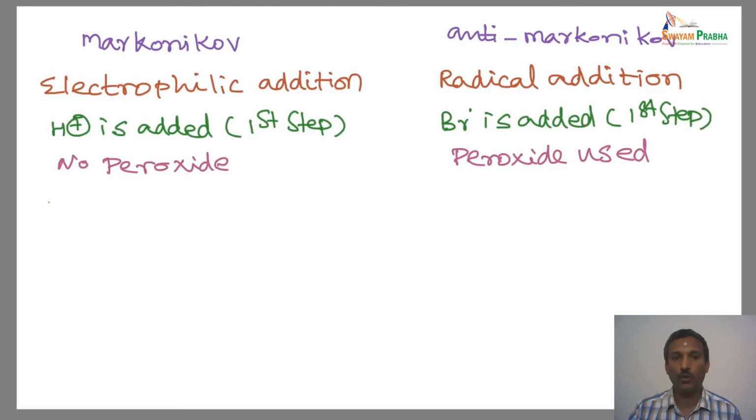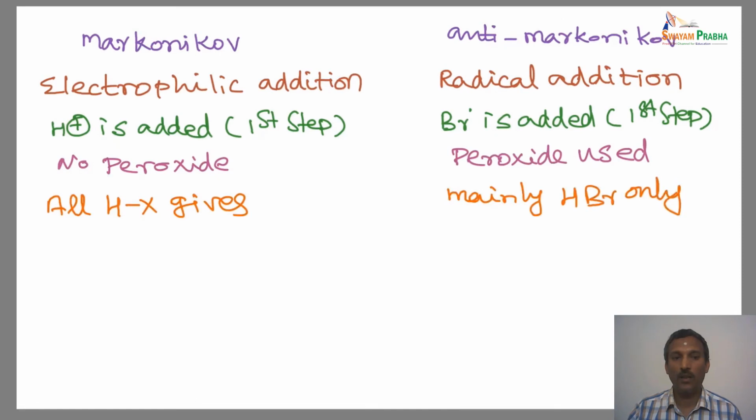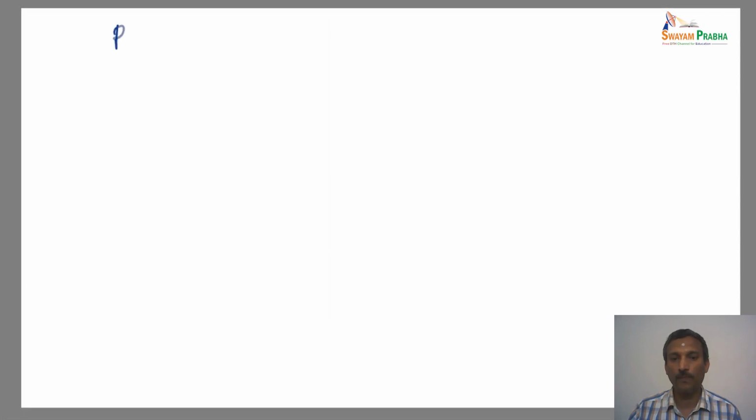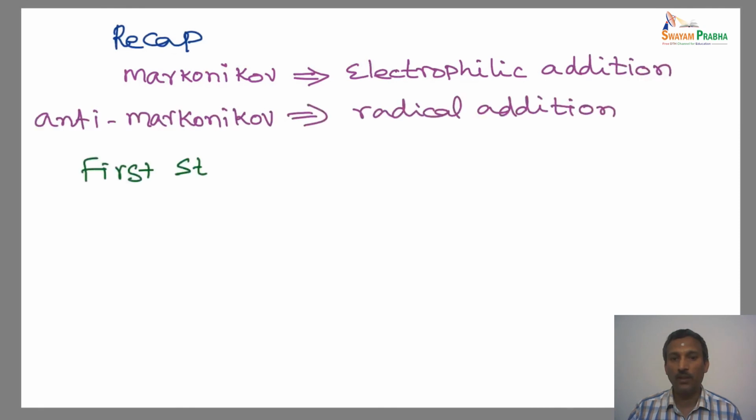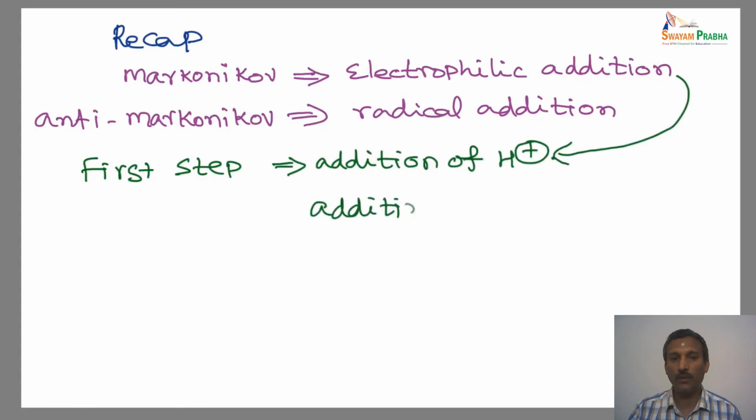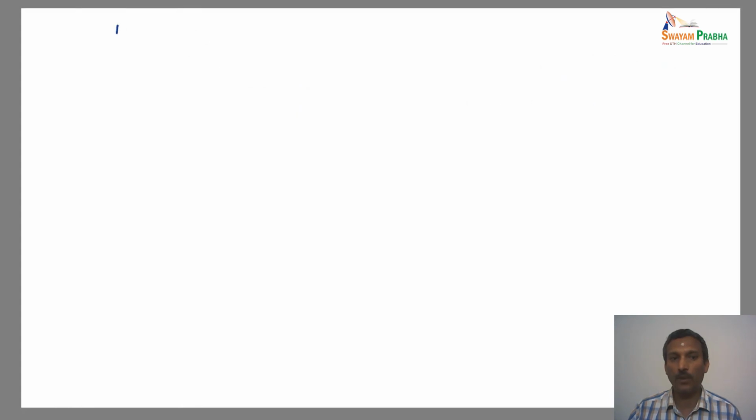In the case of Markovnikov reaction, we don't have a peroxide, whereas in the anti-Markovnikov reaction, we have peroxide. And all hydrogen halides give Markovnikov reaction, whereas mainly HBr only gives the anti-Markovnikov reaction. So this is how we can compare between Markovnikov and anti-Markovnikov reaction. So let us recap. In the Markovnikov reaction, the first step is electrophilic addition, whereas in the anti-Markovnikov it's the radical addition. So the first step is addition of H plus, whereas in the anti-Markovnikov it is the addition of bromine dot.